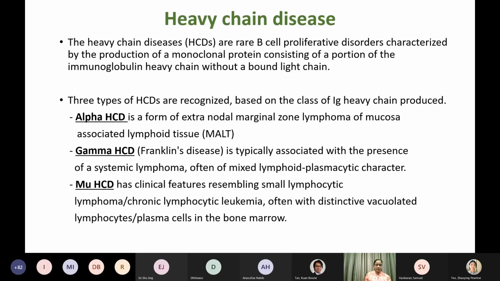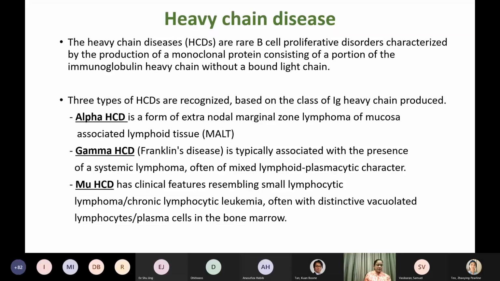So we'll move on to heavy chain disease. What is heavy chain disease? Heavy chain disease is very rare. It's a rare lymphoproliferative disorder of plasma cells, first discovered in the 1960s by Franklin. It is characterized by production of incomplete monoclonal immunoglobulin heavy chains without associated light chains.